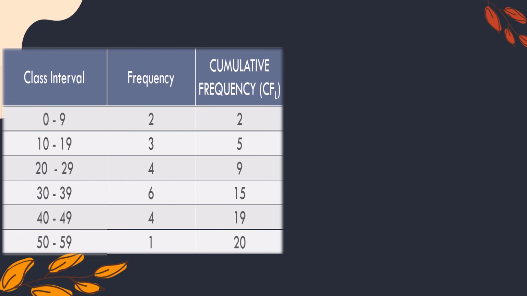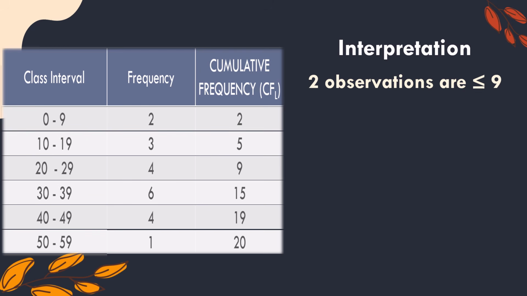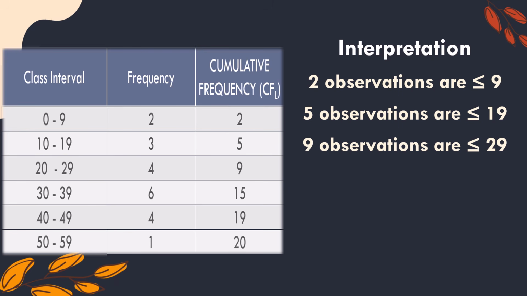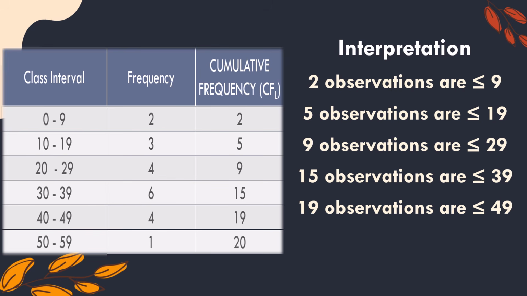To be able to identify the interpretation, let us get the frequency and then the upper limit, that is 9. So it means the interpretations: 2 observations are less than or equal to 9. 5 observations are less than or equal to 19. 9 observations are less than or equal to 29. 15 observations are less than or equal to 39. 19 observations are less than or equal to 49. And then 20 observations are less than or equal to 59.